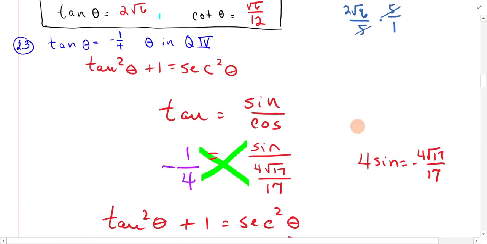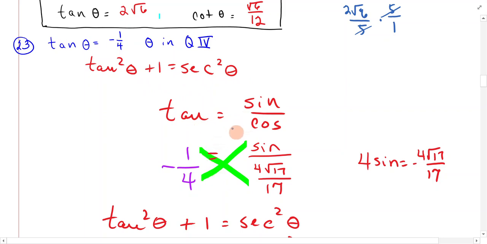Tan theta is -1/4, and theta is in quadrant 4. So why do they tell us that? Because in quadrant 4, tan is negative, cotan's negative, and the only ones that are positive are cosine and secant. So we can use this, we can use this.